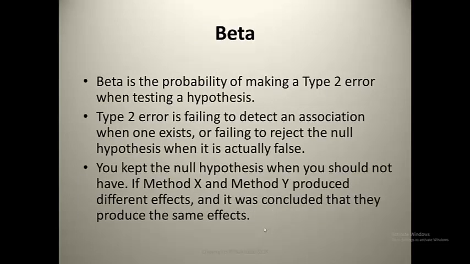Beta is the probability of making a type 2 error when testing a hypothesis. Type 2 error is failing to detect an association when one exists, or failing to reject the null hypothesis when it is actually false. So you kept the null hypothesis when you should not have kept it. If method X and method Y produced different effects, and it was concluded that they produced the same effects. So this is when we are talking about beta, type 2 error. Okay?